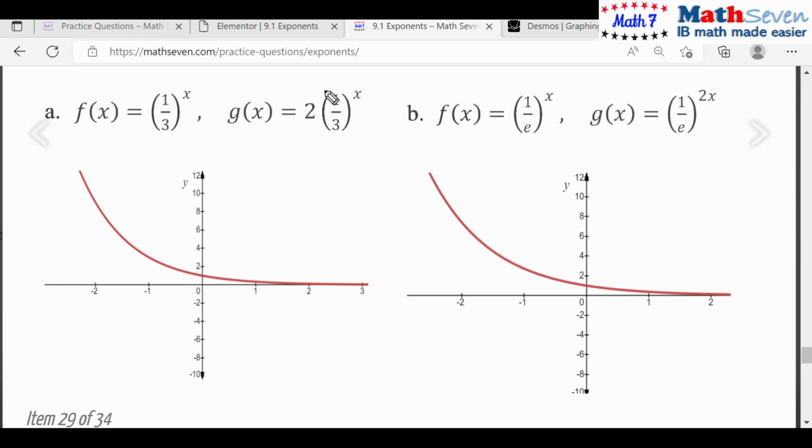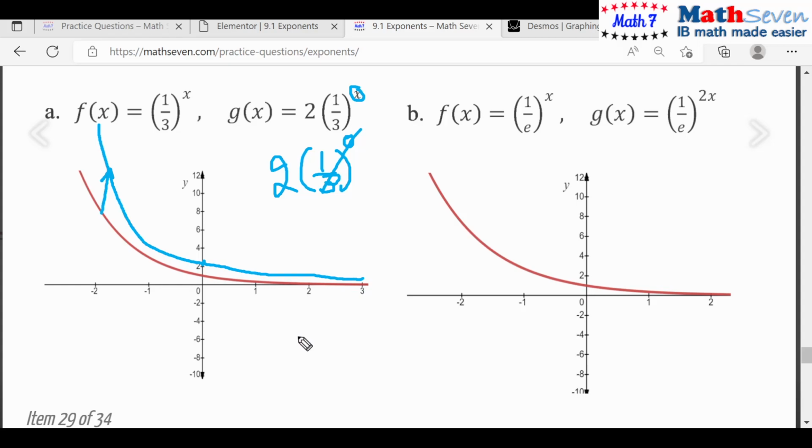So put x equals 0 here. What do we get? 2 times 1 over 3 to the power of 0. What's 1 over 3 to the power of 0? It is 1. So this value is 1. So 2 times 1 is 2. So the graph passes from here because it has a vertical stretch, and we pull it up a bit, so the graph becomes like this. It becomes like this. This is a vertical stretch.